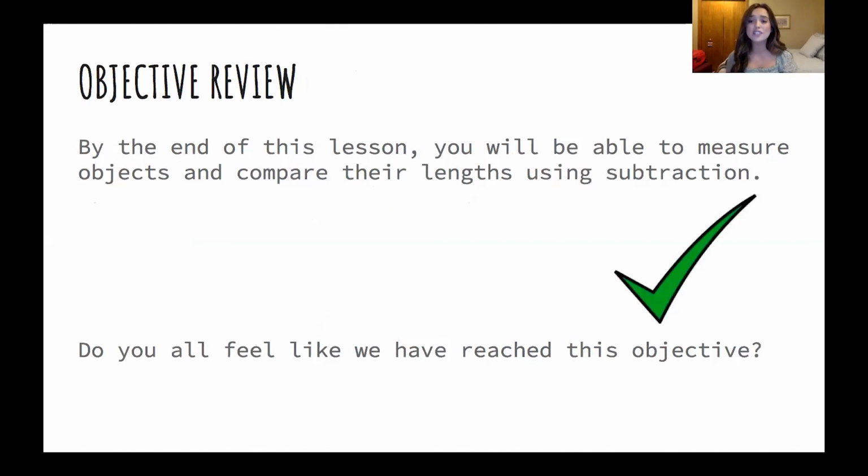Okay, hopefully you guys did that. I'm sure you did an awesome job. I wish I could go over those numbers with you, but since I don't know what items you used, unfortunately I can't. So you can have an adult or a partner check those off for you. So just going back and reviewing our objective, it was by the end of this lesson, you will be able to measure objects and compare their lengths using subtraction. Do you guys feel like we have reached this objective? I know I definitely do. I feel like I know more about how to compare and really work with measuring.